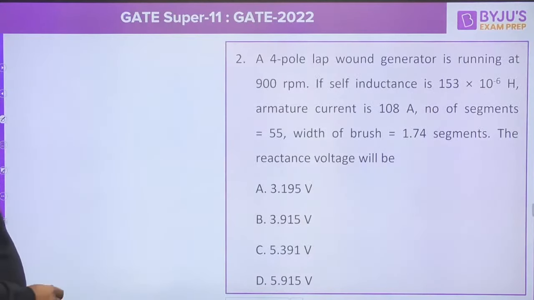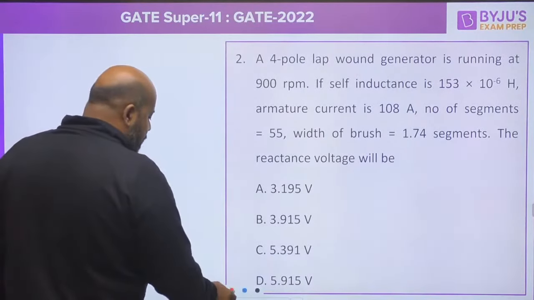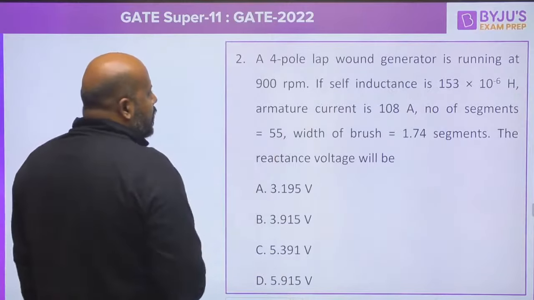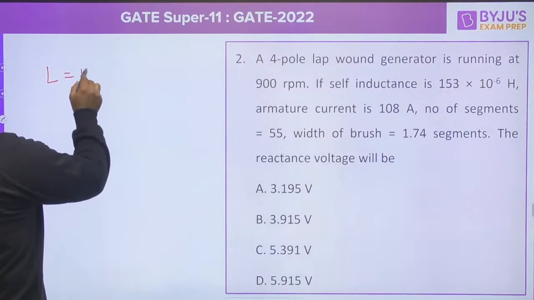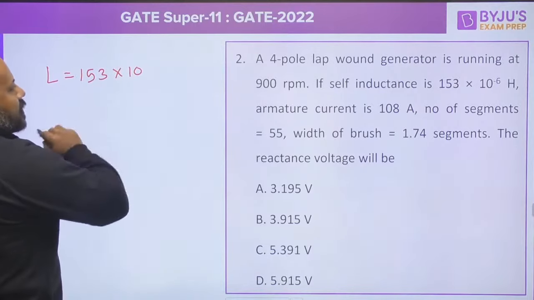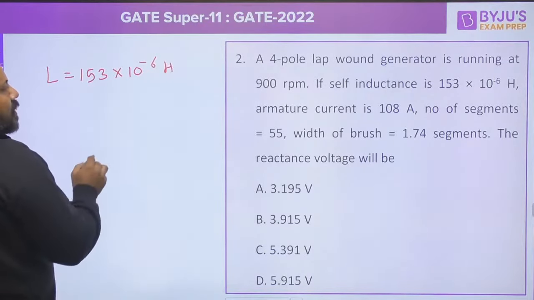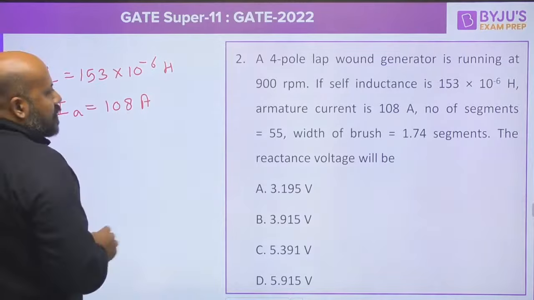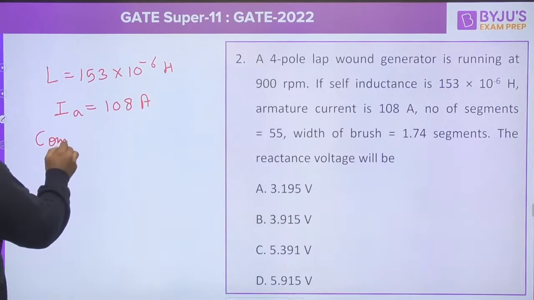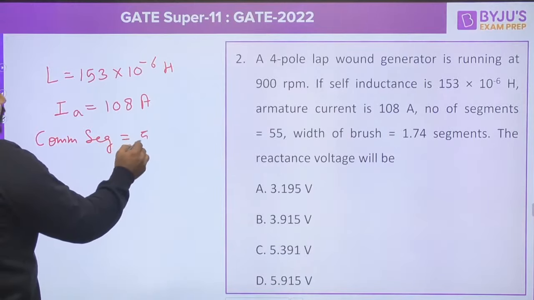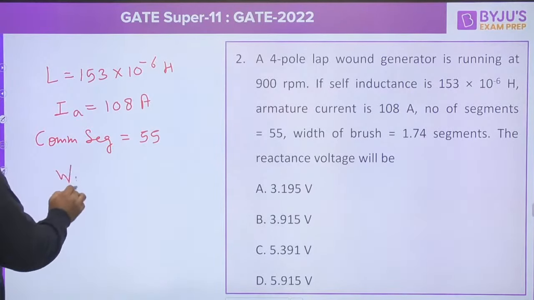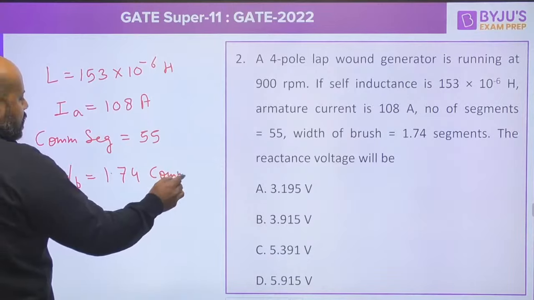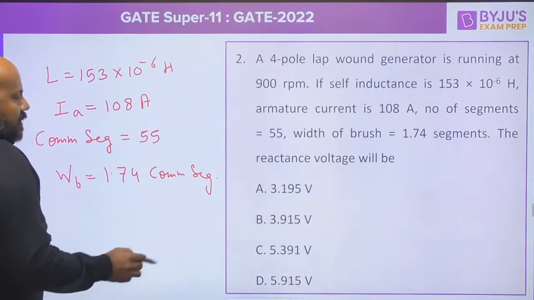Let us see the next question. Very beautiful question. He is saying a 4-pole lap wound generator running at 900 rpm. The self inductance of the commutating coil is given, that is 153 into 10 to the power minus 6 Henry, and the armature current is given as 108 amperes. The number of commutator segments is 55, and the width of the brush is given as 1.74 commutator segments. He is asking what is the reactance voltage.